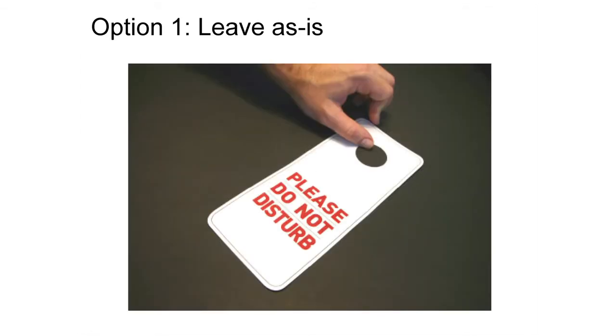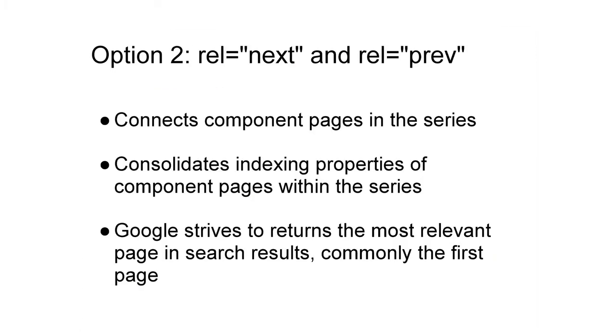So for those of you webmasters that have paginated content and no view all page, you have 2 options. First, of course, you can leave as is. That's perfectly fine. And then your second option is also to use rel next and rel prev. Again, by using rel next and rel prev, it connects the component pages in the series and consolidates indexing properties and helps us to send searchers to the most relevant page, which is likely the first page of the series.